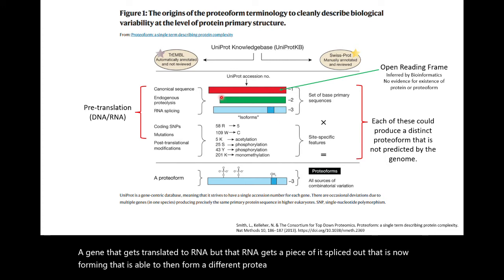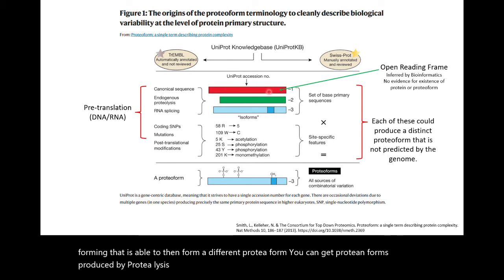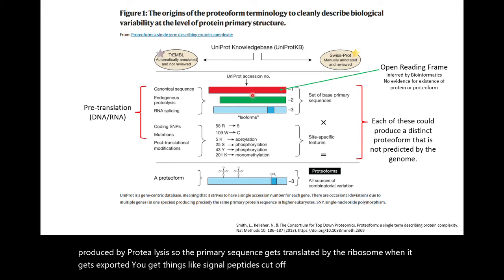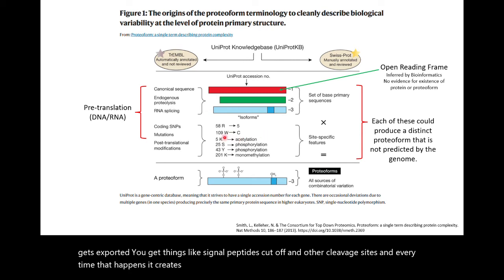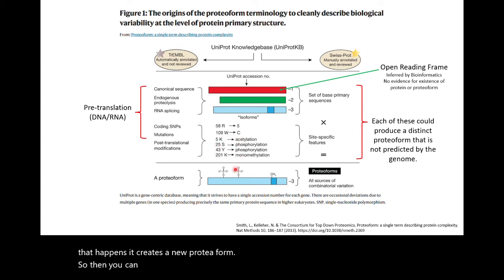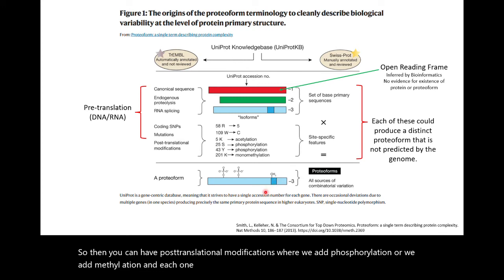You can also get proteoforms produced by proteolysis. So the primary sequence gets translated by the ribosome. When it gets exported, you get things like signal peptides cut off and other cleavage sites. And every time that happens, it creates a new proteoform. So then you can have post-translational modifications where we add phosphorylation or we add methylation, and each time that this happens, we form a new proteoform. None of this is predicted by the genome.